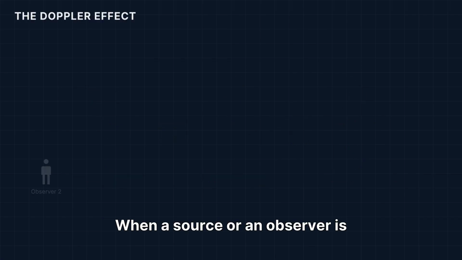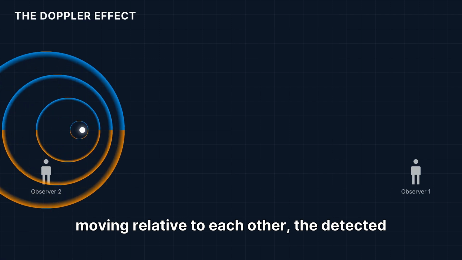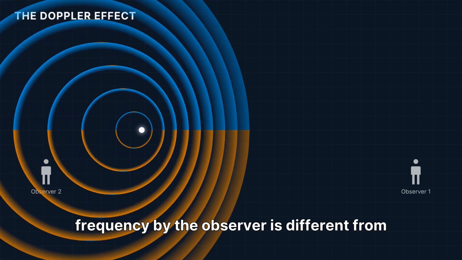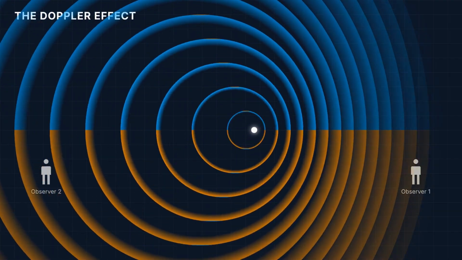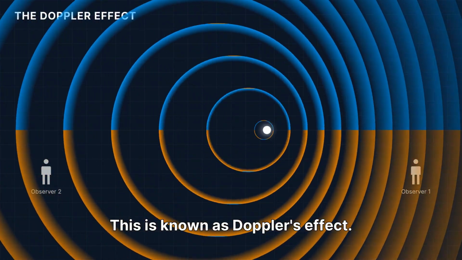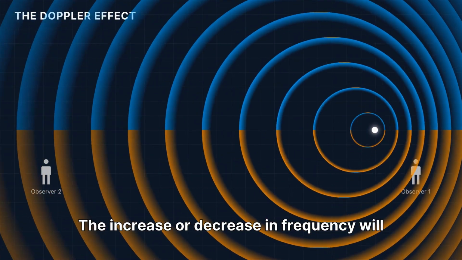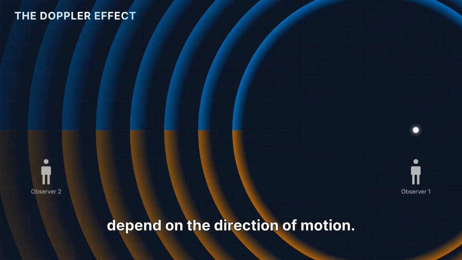When a source or an observer is moving relative to each other, the frequency detected by the observer is different from the frequency emitted by the source. This is known as the Doppler effect. The increase or decrease in frequency will depend on the direction of motion.